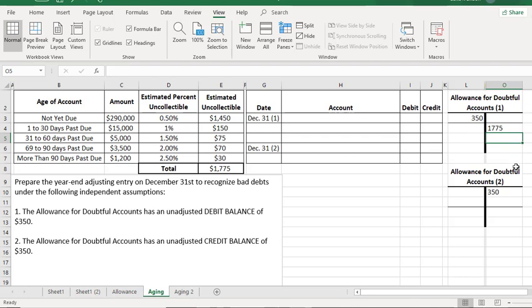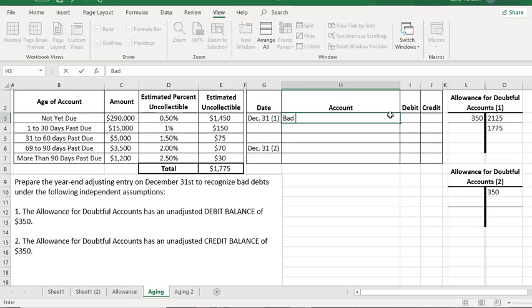Now we have to figure out, well, what does that adjustment have to be? And the adjustment has to be some number on the credit side. So we have $350 right now, and I think of this as $350 in the hole, this $350 debit balance. So what we end up having to do is take the $1,775 and add that to $350, and that gives us $2,125. And you'll see now if you take $2,125 and you subtract $350, that does give us that desired balance of $1,775.